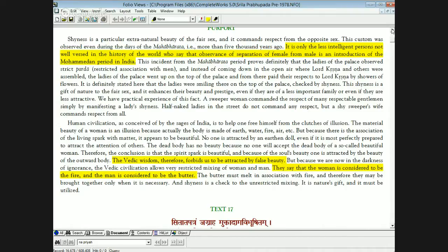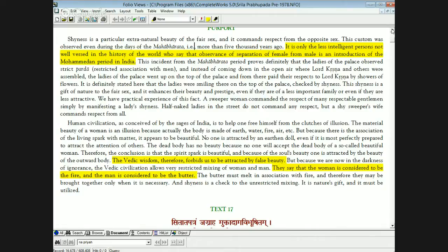The Vedic wisdom therefore forbids us to be attracted by false beauty. But because we are now in the darkness of ignorance, the Vedic civilization allows very restricted mixing of women and men. They say that the woman is considered to be the fire and the man is considered to be the butter. The butter must melt in association with fire, and therefore they may be brought together only when it is necessary. And shyness is a check to unrestricted mixing. It is nature's gift and it must be utilized.